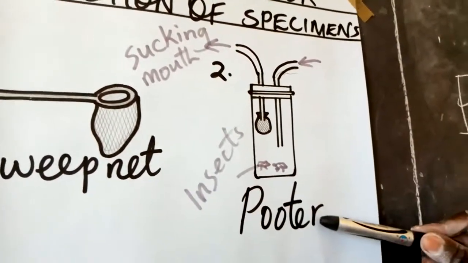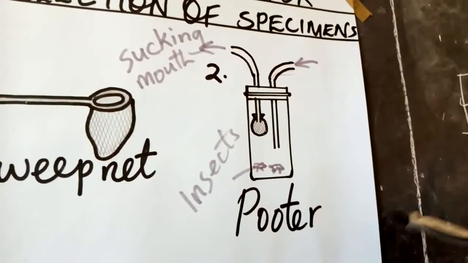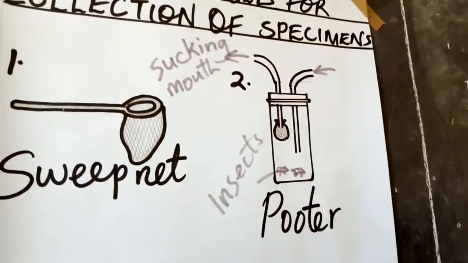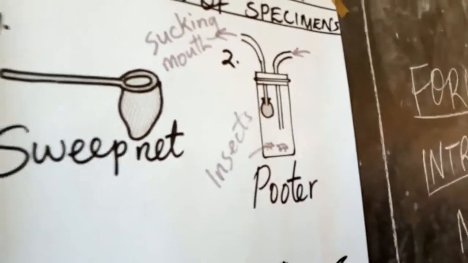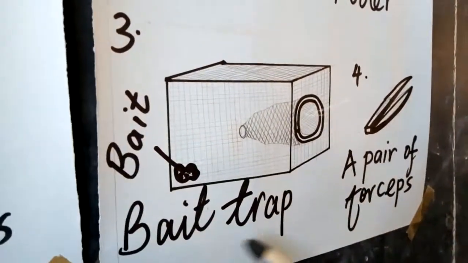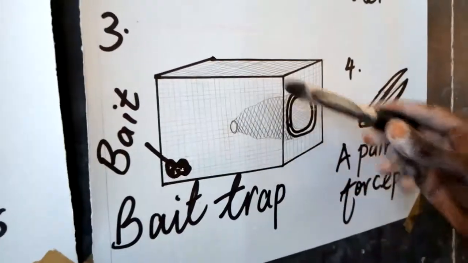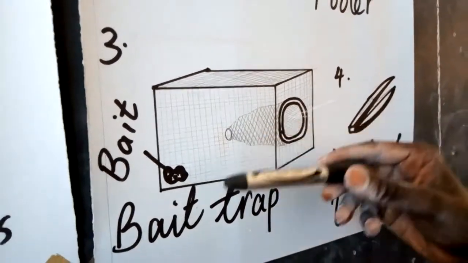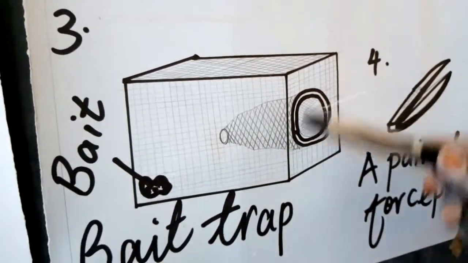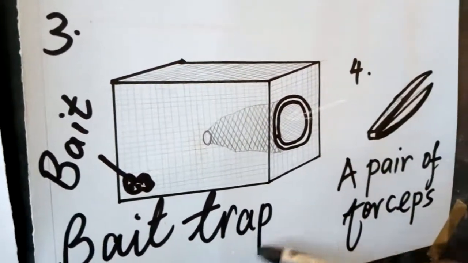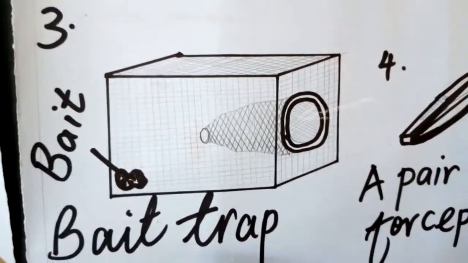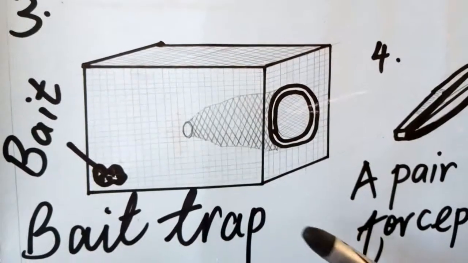The function of the puta is to suck small insects from rock surfaces or the barks of trees. I would also like to talk about the third apparatus, which is referred to as the bait trap. The bait trap comprises a wire mesh around it, which prevents the animal from escaping once it has been trapped. The function of this apparatus is to trap small animals such as rats.